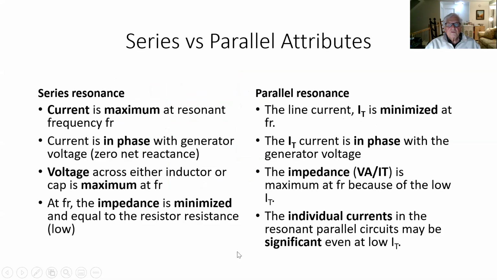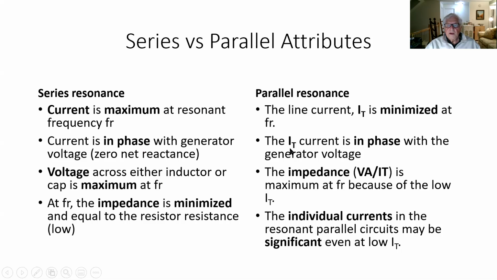So what are the differences in series versus parallel circuits? In series, the current is maximum at the resonant frequency, whereas in parallel resonance, the line current is minimized at the resonant frequency. And the current in the series circuit is in phase with the generator, because there is a net zero reactance. So it acts like it wasn't even there, like there was no resistance there.